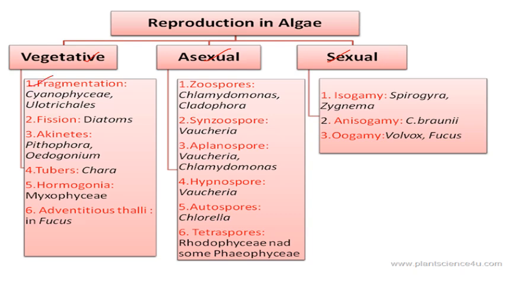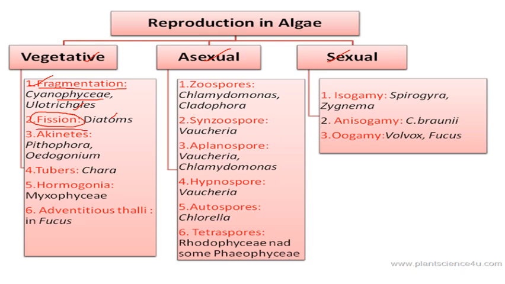First one is fragmentation. As the name indicates, the plant body breaks down into small pieces by natural or accidental ways, and that small piece can give rise to a new individual. This is shown by some members of Cyanophyceae, that is BGA, and Ulothrix. Then comes cell division or fission. Here a cell divides into two cells. This is shown by diatoms and Euglena.